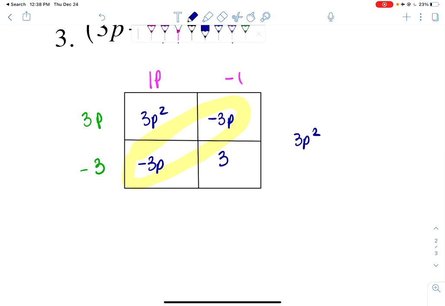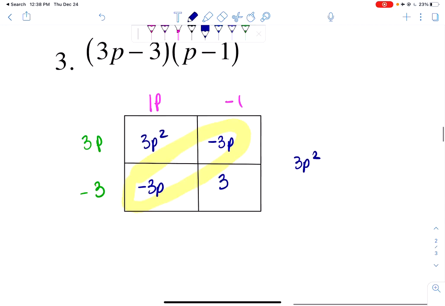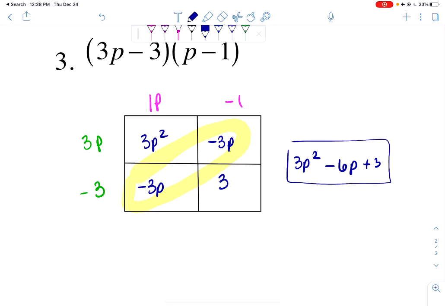Here's something I noticed on one of the Ed Puzzles. One of the questions was, what's negative 3p minus 3p? A lot of you put 0. That is not the case. If I have negative 3 minus 3, that's going to be a negative 6p, and then plus 3. That's your final answer. Here's why.